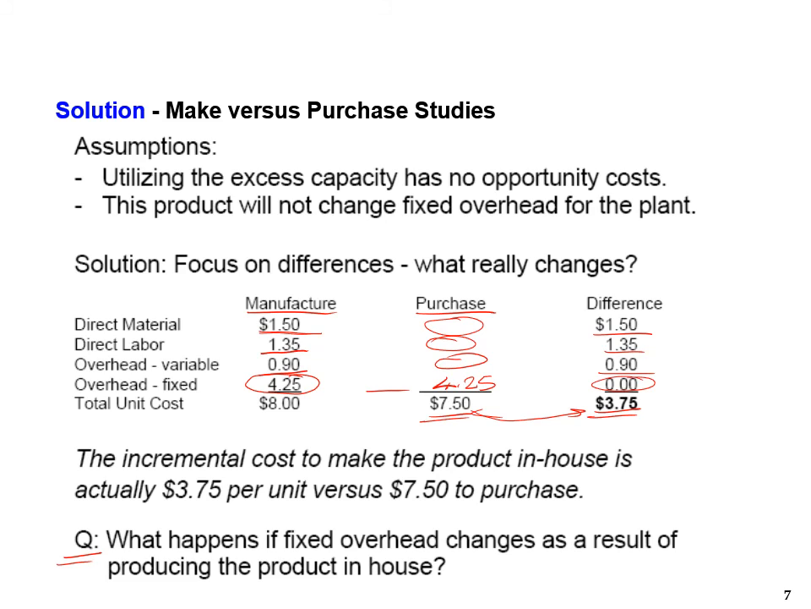So if I ask you, what happens if fixed overhead also changes as a result of producing the product in-house? Currently, while purchasing, the fixed overhead cost is 4.25. If you decide to manufacture it in-house and it needs to change, then maybe you add an additional part to 4.25 for manufacturing. What will be your decision? If this addition is less than the difference, 3.75, then you will select manufacturing, as this is the best alternative. But if this addition on the fixed overhead charge is greater than 3.75, then you will continue purchasing this item and not manufacture it in-house.